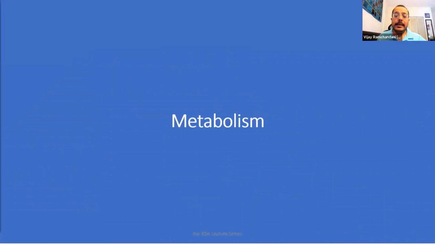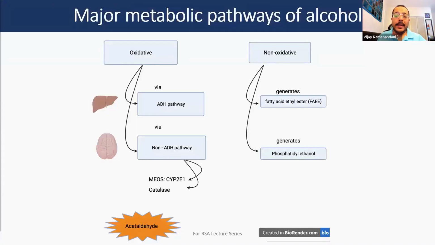So moving on to metabolism, this is an overview of the main pathways of alcohol metabolism. On the left, you can see the so-called oxidative pathway, where alcohol is metabolized via two main enzyme processes. One is the ADH pathway, which involves alcohol dehydrogenase and aldehyde dehydrogenase enzymes. This occurs primarily in the liver. And there is also a non-ADH pathway, which comprises two enzymes, the cytochrome P450-2E1 and the catalase. And these seem to be more common in other organs like the brain.